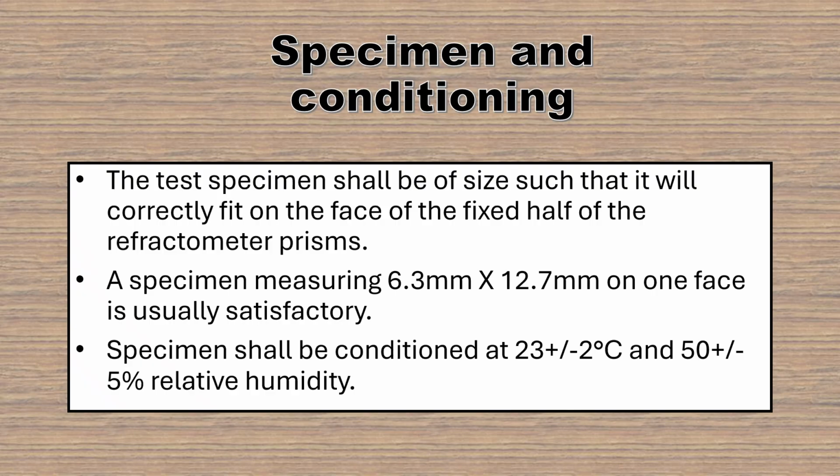In specimen and conditioning, the test specimen shall be of such size that it will correctly fit on the face of the first half of the refractometer prisms. A specimen measuring 6.3 mm by 12.7 mm on one face is usually satisfactory. Specimen shall be conditioned at 23 plus or minus 2 degrees Celsius and 50 plus or minus 5% relative humidity.